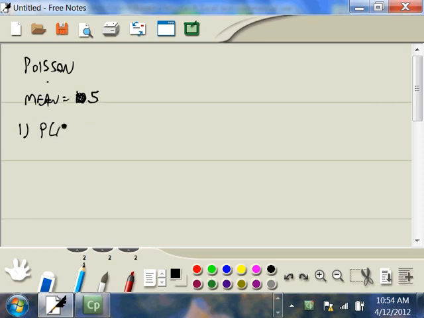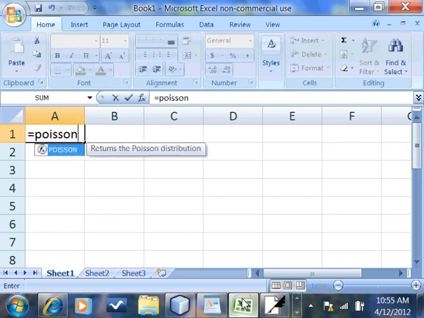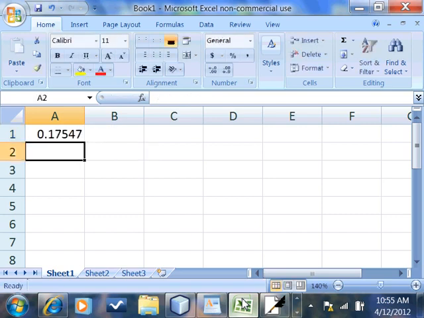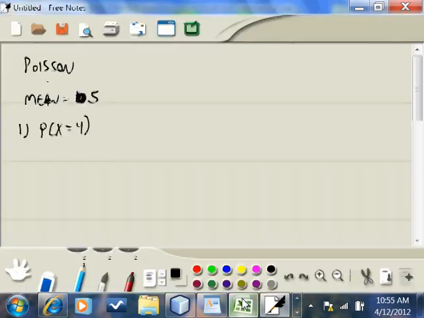Our first one is we're looking at the probability that we're going to get exactly 4, so x equals 4. Let me come over here and we'll do equals Poisson. Since it's exactly 4, we'll put 4 in, then the mean, which we said is 5. Cumulative would be 0 since it's exactly 4. Then enter. That's exactly 4.